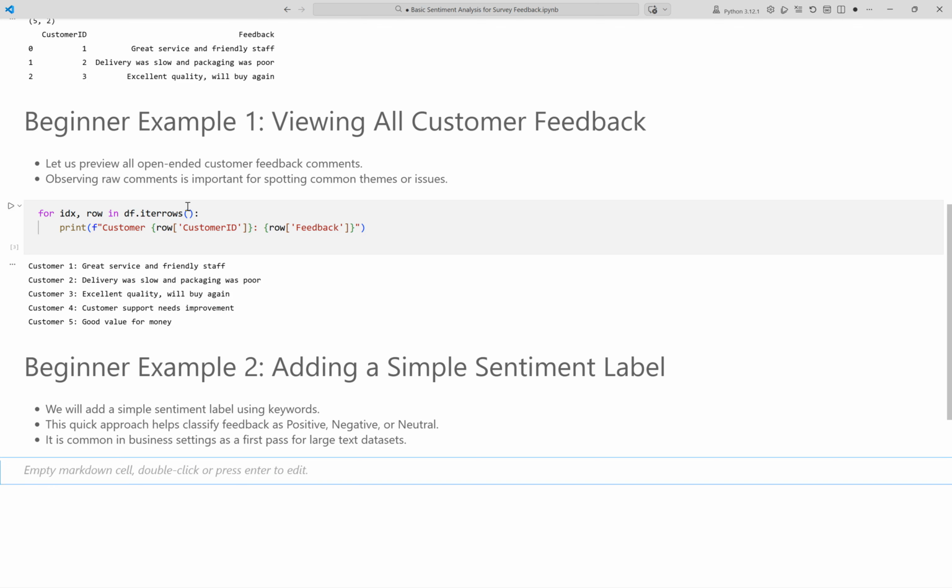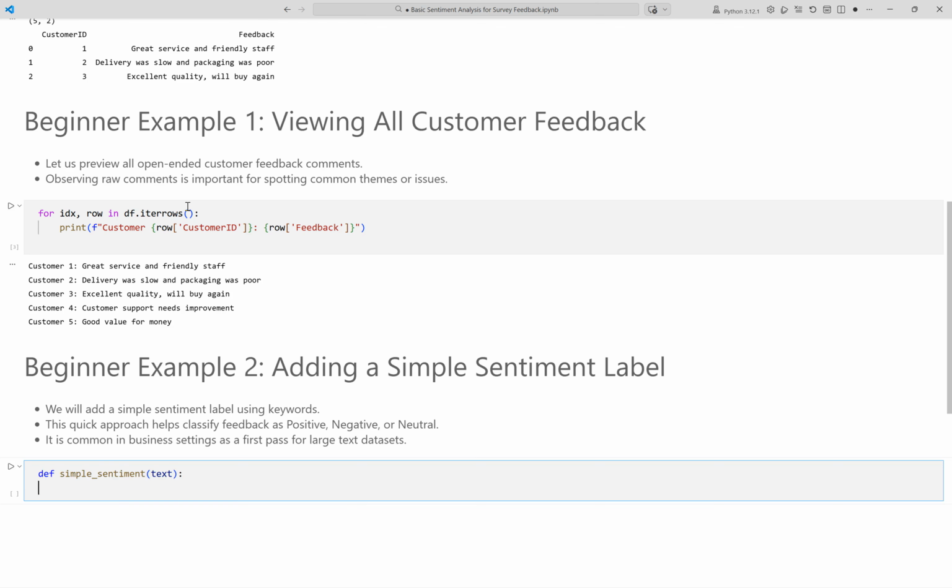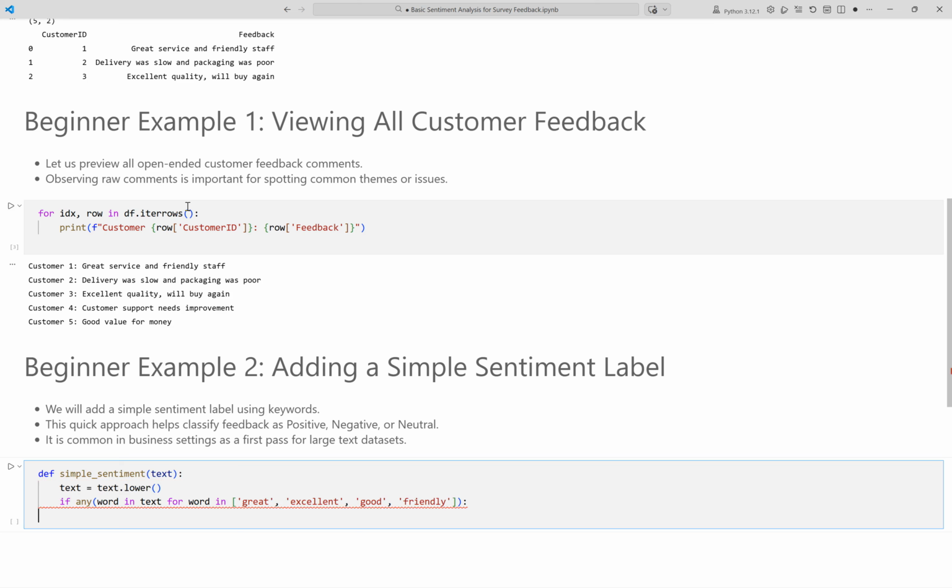We define a function that assigns sentiment labels based on keywords in the feedback text. Positive, negative, or neutral labels are assigned for each comment. We apply the function to all feedback and display the feedback with its sentiment label.